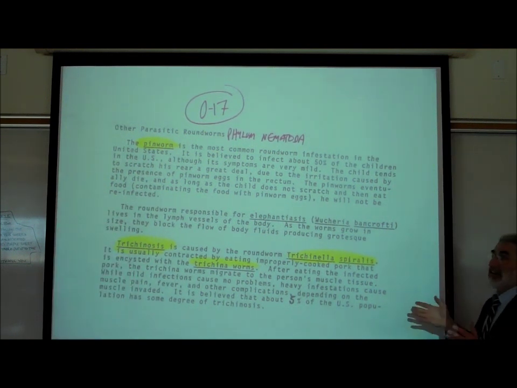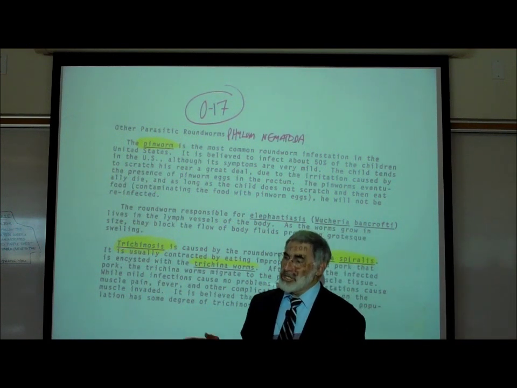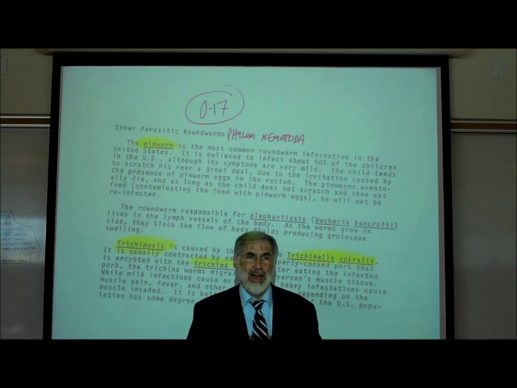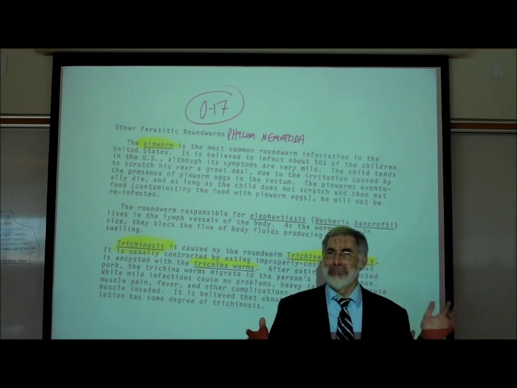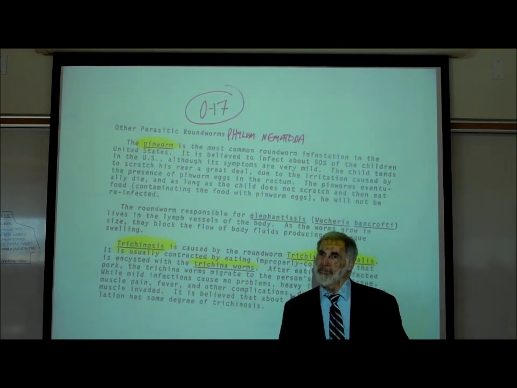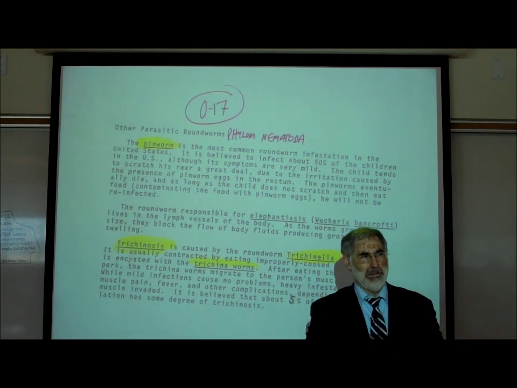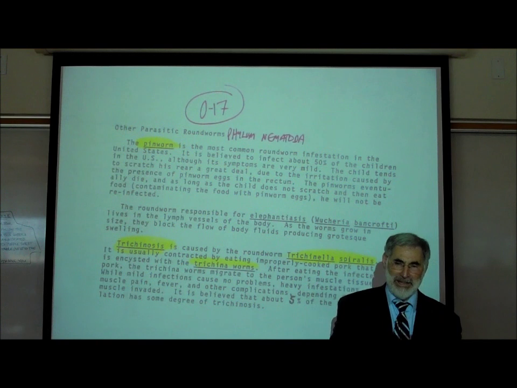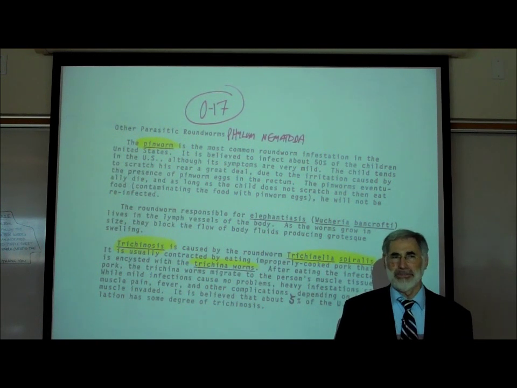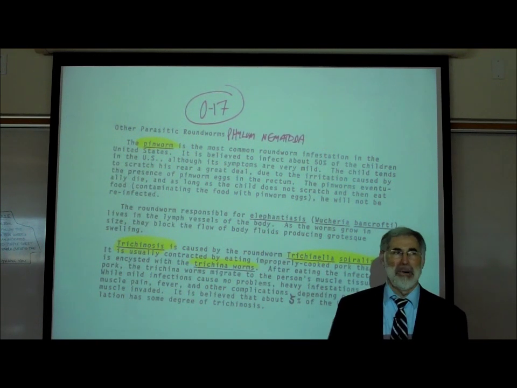How do you get it? How did the kid get it? This just goes from person to person. Here's how it works. Let's imagine you've got Bobby and Billy. Bobby and Billy are best buddies at school. It's lunchtime, and they open up their lunch sacks and they're eating lunch, and Bobby has pinworms, so he's constantly scratching his butt.